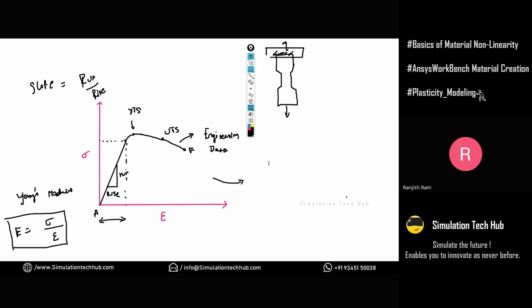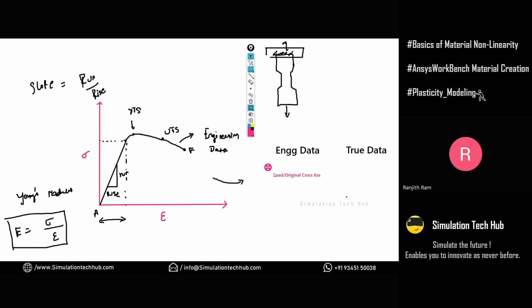So what is the difference between engineering data and true data? We need to convert the data, because if someone is giving you experimental data, obviously it will be engineering data only. It is not true data. So the general formula would be this. Engineering data is the load, which is nothing but the P. Stress, we know, is load upon the area, which is the original cross section.